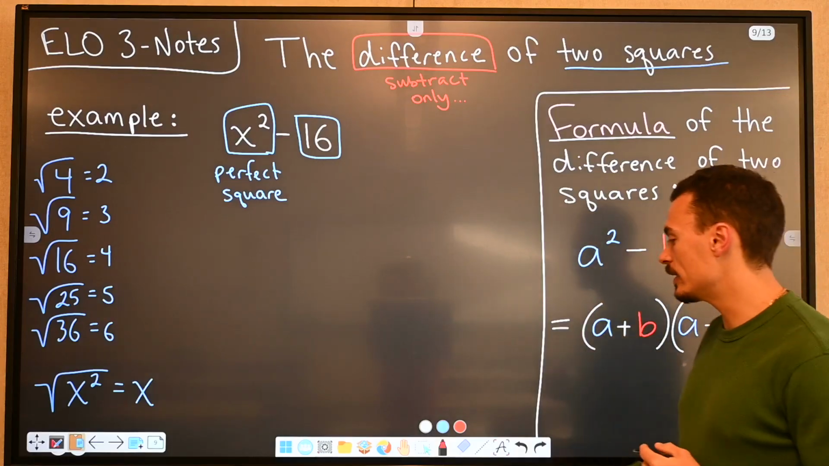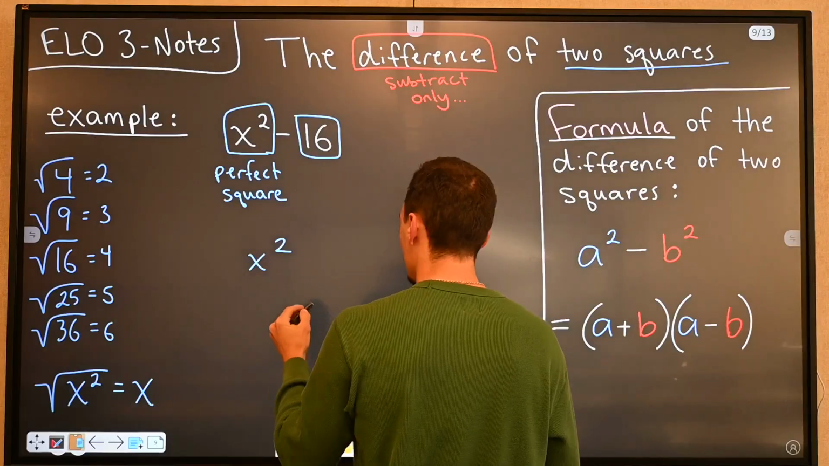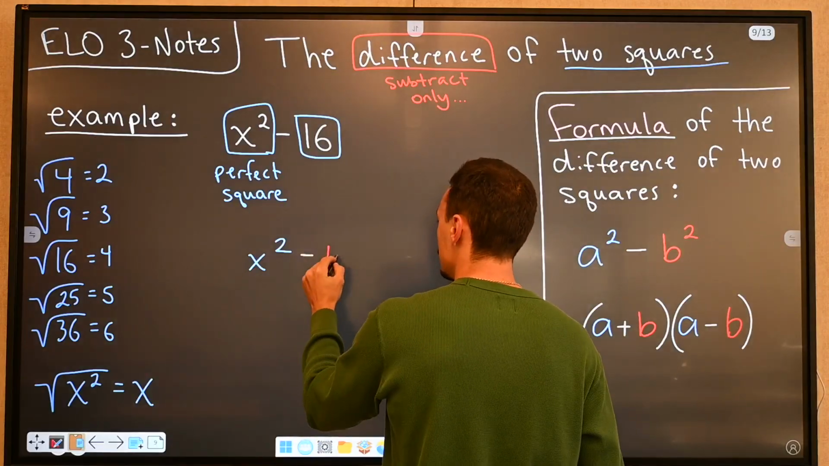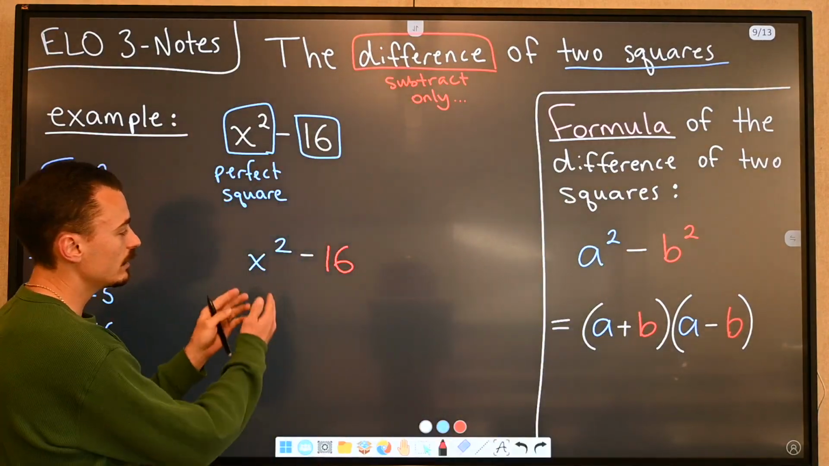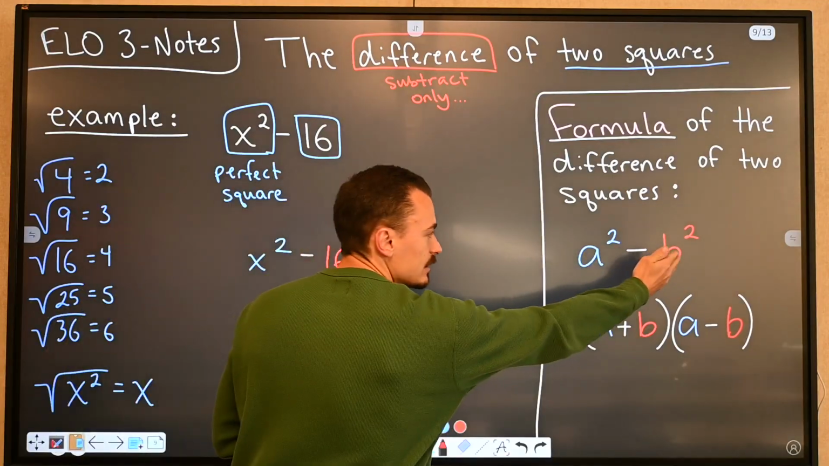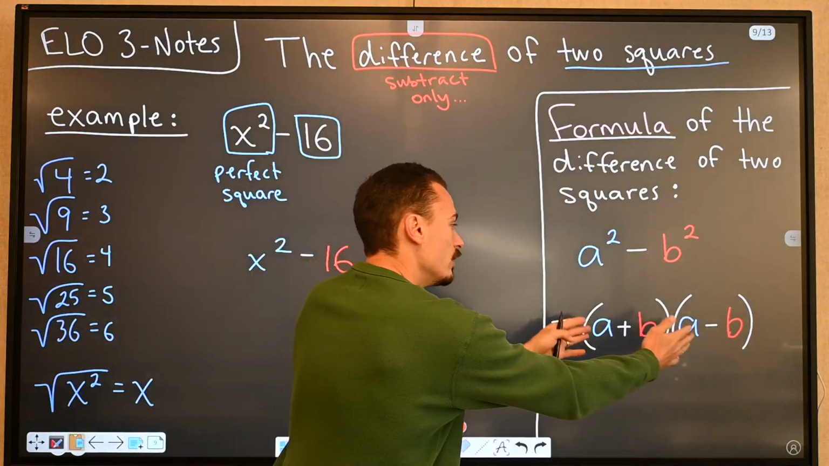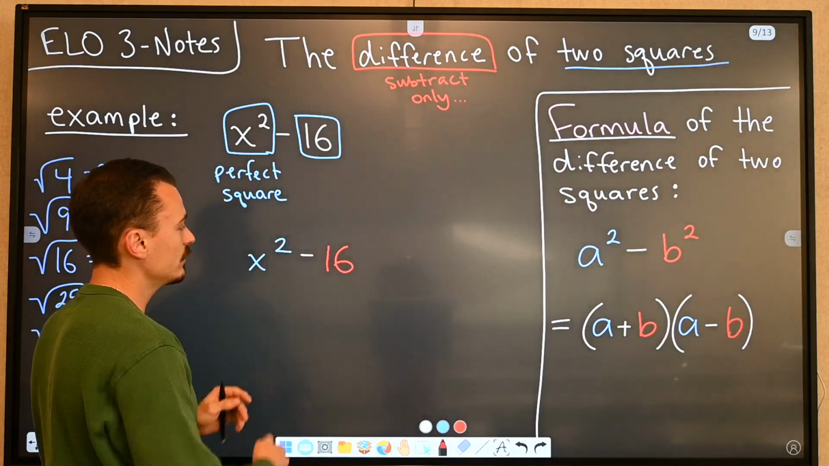Okay, so if we're looking at our example problem, our x squared minus 16, I'm color coding, hopefully you can follow along with the color coding. The x squared is the blue, the first term, the 16 is the second term, and we can use this formula to help us get this.